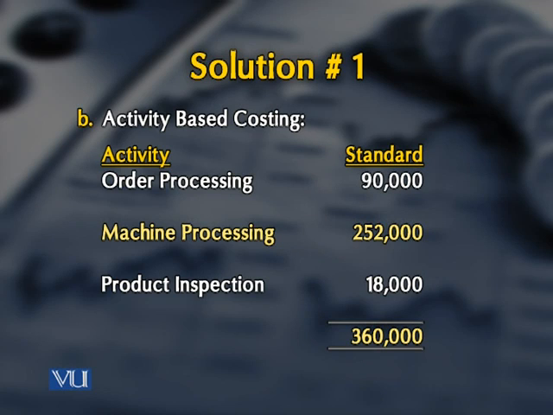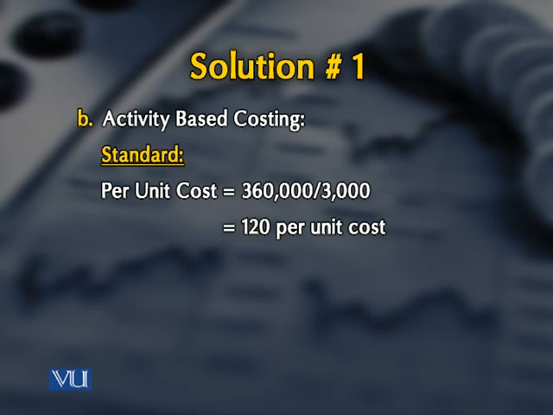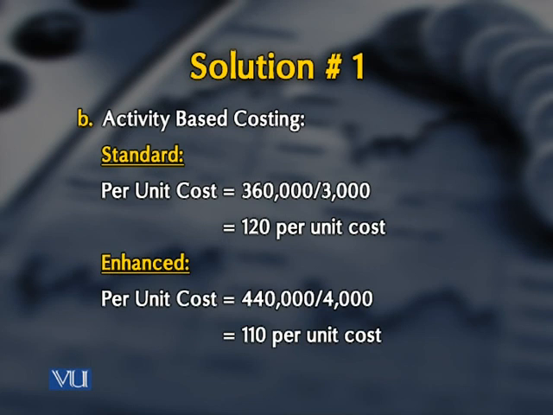So if you multiply, the figure comes to 90 for order processing, then in machine processing it comes to 252 and 308, and in case of inspection 18,000 and 72,000. Look, total overheads of standard and enhanced again comes to 800,000. Now you got the allocation for standard and enhanced. Now we work out the per unit. So divide by the number of units produced, 360,000, and we produce 3,000 units, so it comes to 120 per unit. In case of enhanced, it is 440 divided by 4,000 units, it comes to 110.